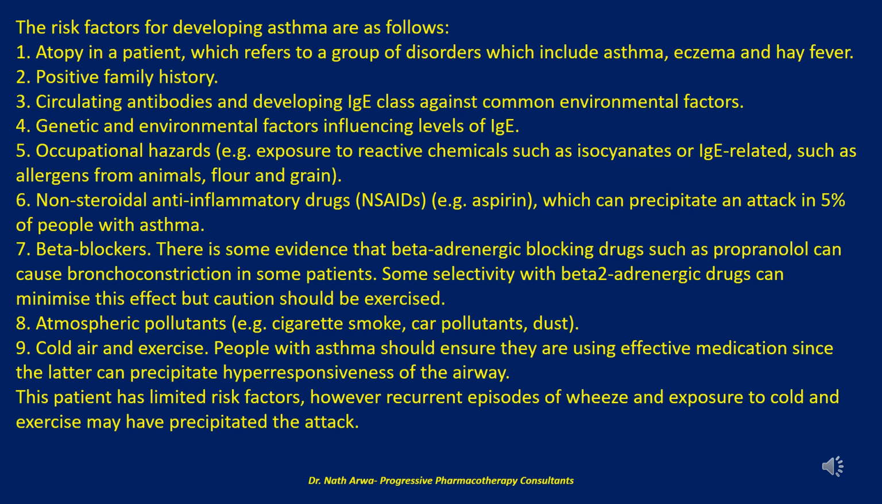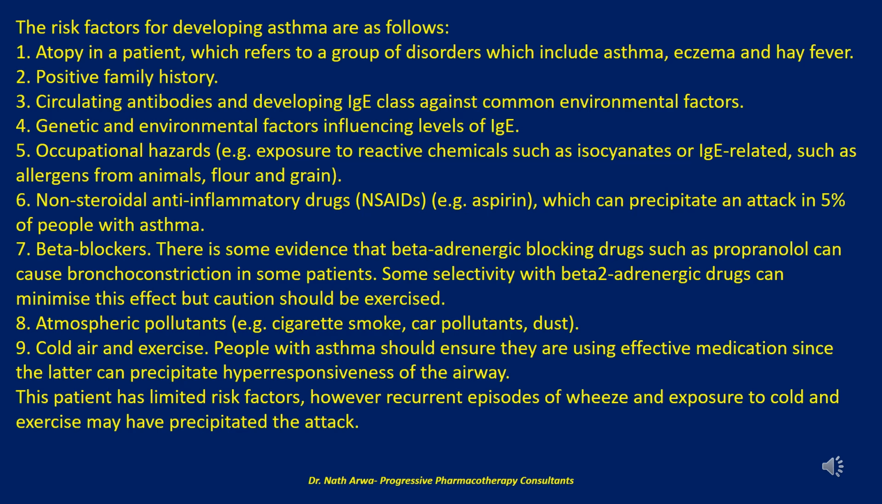6. Non-steroidal anti-inflammatory drugs, NSAIDs, e.g. aspirin, which can precipitate an attack in 5% of people with asthma. 7. Beta blockers. There is some evidence that beta-adrenergic blocking drugs such as propranolol can cause bronchoconstriction in some patients. Some selectivity with beta-2 adrenergic drugs can minimize this effect, but caution should be exercised.